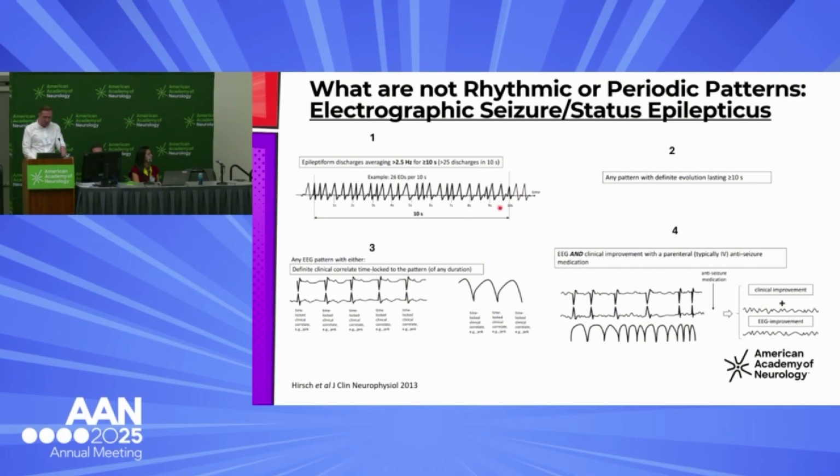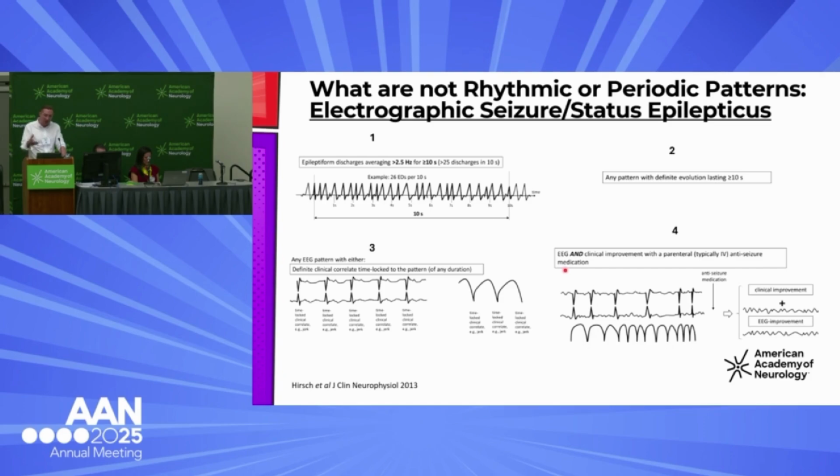Epileptiform discharges that are over 2.5 hertz and over 10 seconds, that's a definite seizure. Any rhythmic pattern, I should say, that has definite evolution and goes over 10 seconds, that's a seizure. Any pattern that is associated with a clear clinical change, that's also a seizure. And then there's a bit looser criterion: if the pattern responds to treatment and they get better, well, then we know in retrospect that also was a seizure.